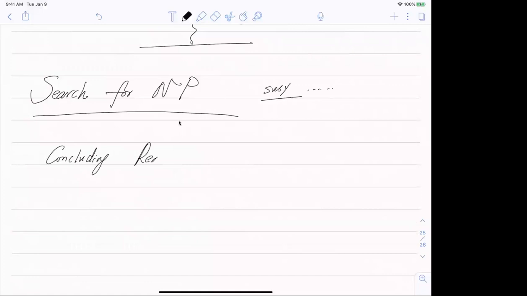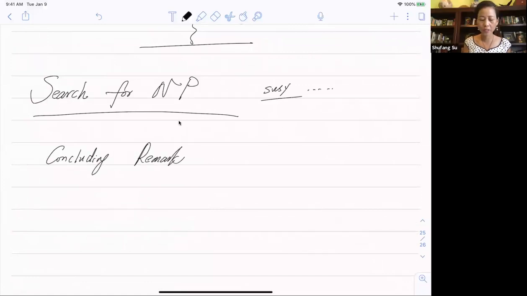Concluding remarks: I hope, given the short time, I have given you a flavor of collider physics, and hopefully I've convinced you that colliders remain a very, very important tool.